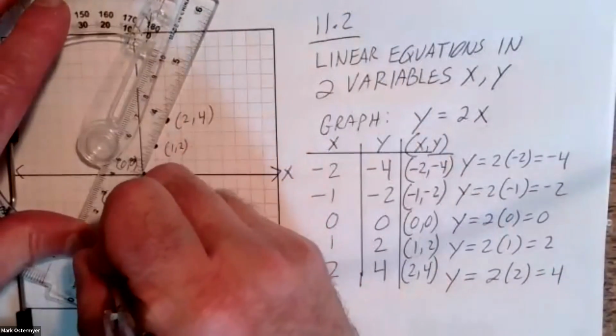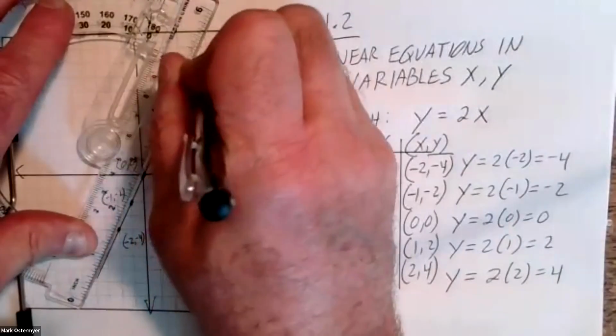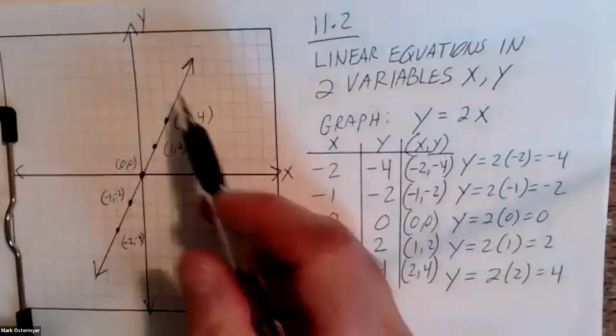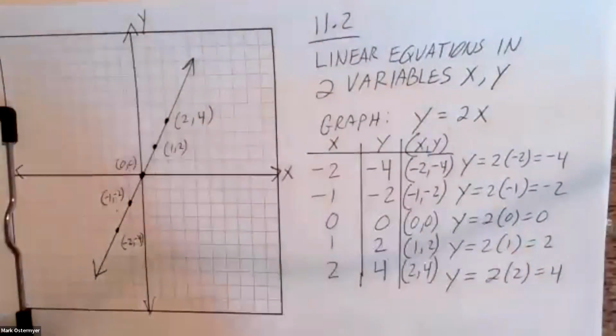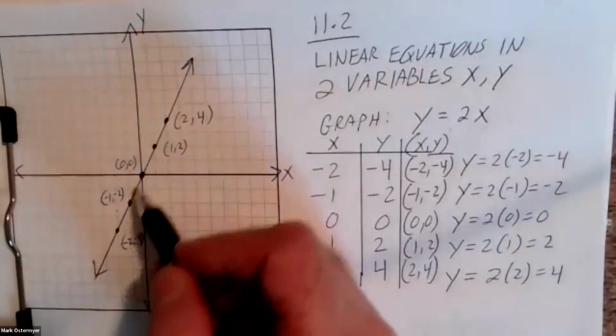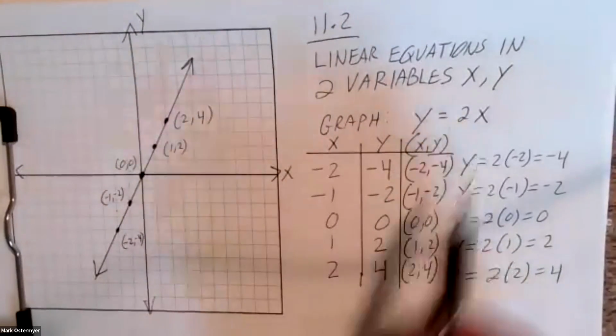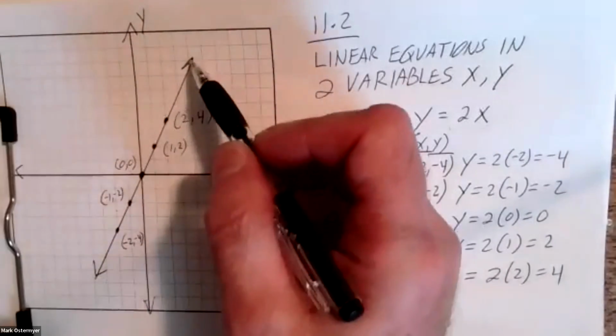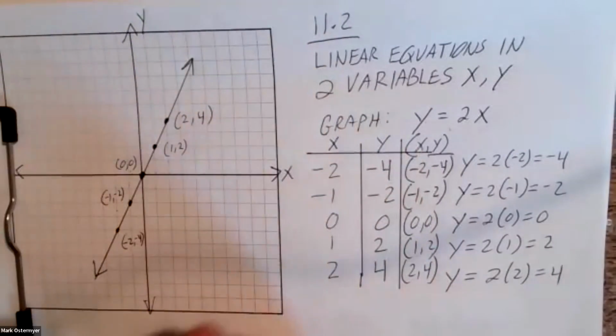And ladies and gentlemen, what you're looking at here is the graph of that linear equation y equals 2x. This line is the graph of this linear equation. And any point that sits on this line would be a solution to this linear equation. Got a question. How many points are on this line?